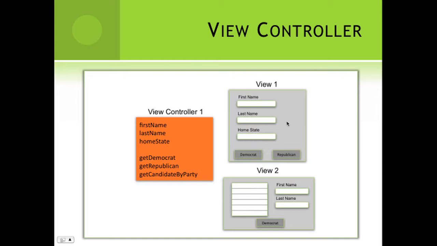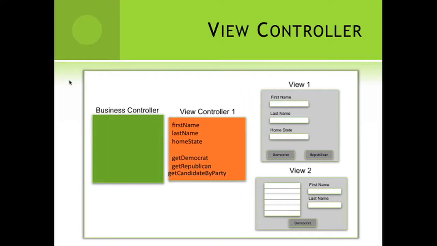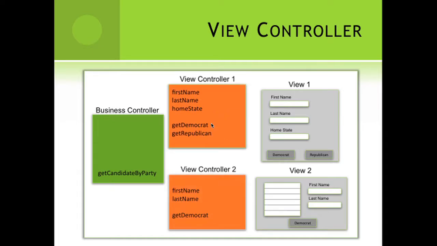So how can I make this code more reusable? Well, if you remove the getCandidateByParty method from the view controller and place it in a class of its own, a business controller, you can reuse the business controller and method from any view controller. So in a true model view controller design pattern, the controller is not a view controller, but a business controller.